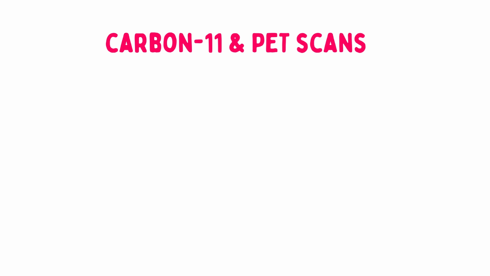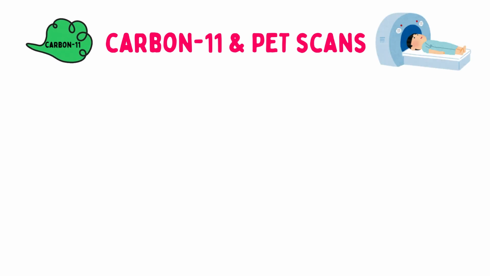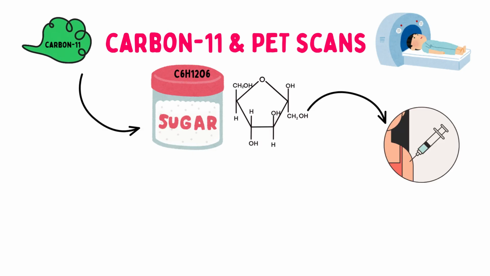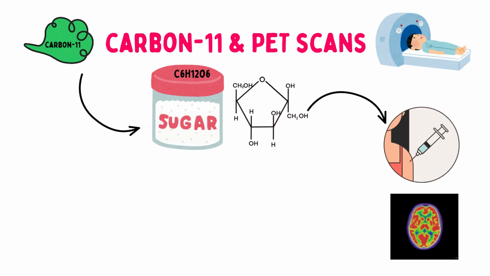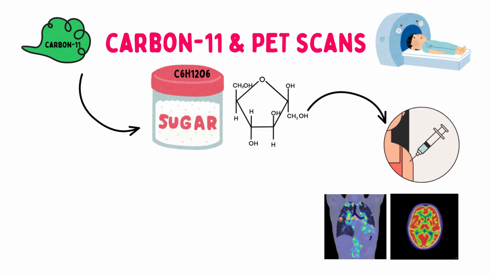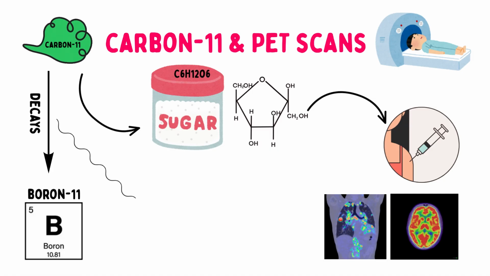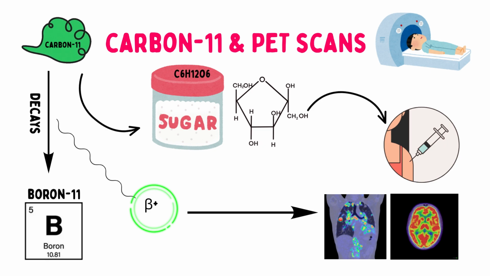Because of this short half-life, carbon-11 is useful in PET scans. In this process, carbon-11 can be attached to molecules that the body naturally uses, like glucose. When this is injected into the body, active areas, like the brain or rapidly growing cells, will take in more of the molecule. As carbon-11 decays, it turns into a different element called boron-11 and releases a small particle called a positron, which is what PET scanners are able to detect. This allows doctors to create detailed images of what's happening inside the body. And because it decays so quickly, it doesn't stay in the body for very long.